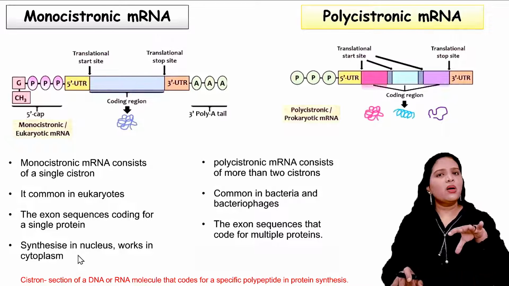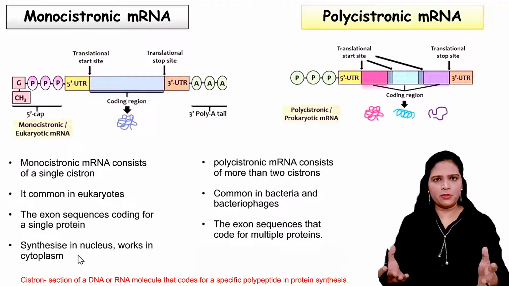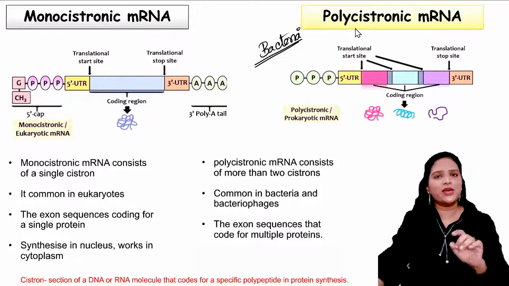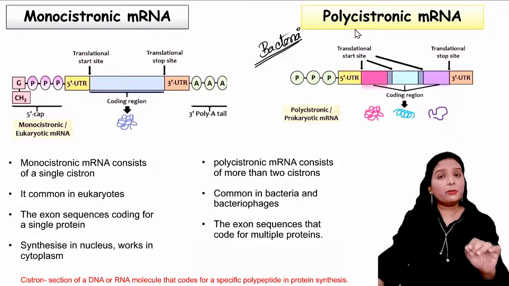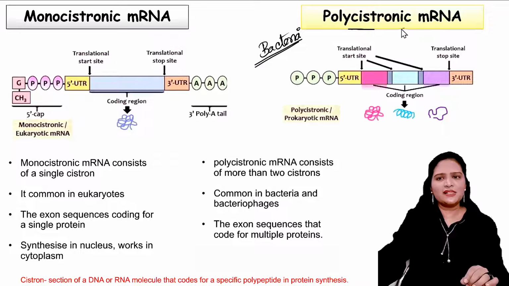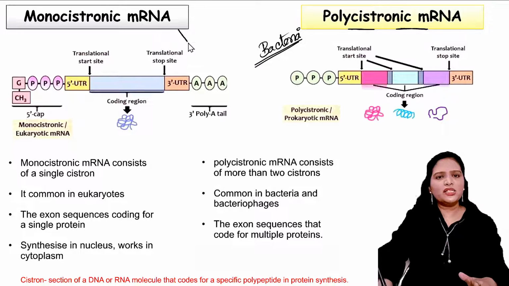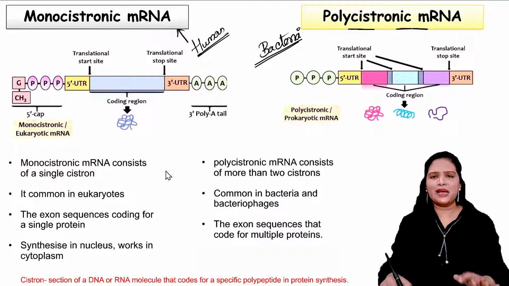Prokaryotic mRNA means here we talk about microorganisms, bacterial mRNA. Bacterial mRNA, or prokaryotic mRNA, is called polycistronic mRNA. Whereas in eukaryotes, human beings and other higher organisms, that mRNA is called monocistronic mRNA. Let me write here, example: human beings. So what is the difference between a human mRNA and a bacterial mRNA?